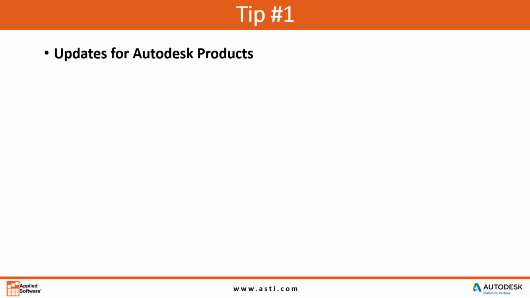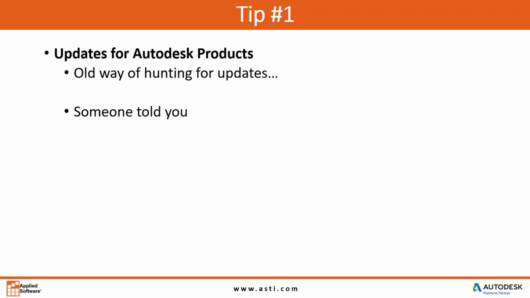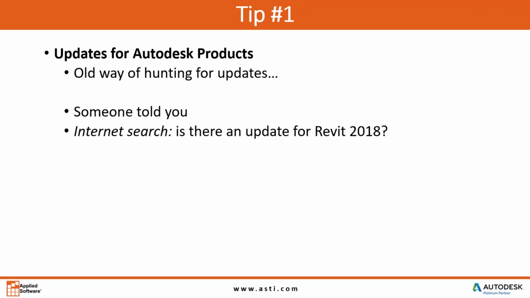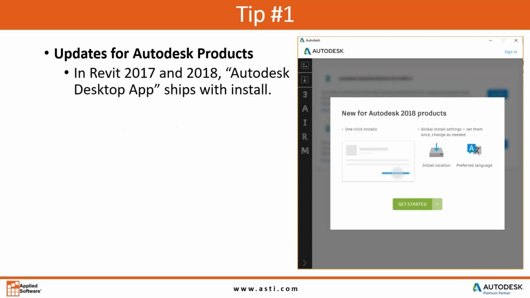It used to be, people say, hey, is your product up to date? There was the old kind of way of hunting for updates. Either somebody would tell you, hey, there's a new version or a new hot fix or something out there for the product, or you just search, is there an update for Revit, whatever version that might be. Well, the neat thing they introduced here in 2017 and 2018 is this Autodesk desktop app. It basically ships with the installation, and it installs this little application. Let's have a screen grab of it here, and it really starts to define and explain to you what you have installed, what's available for you, that kind of thing.